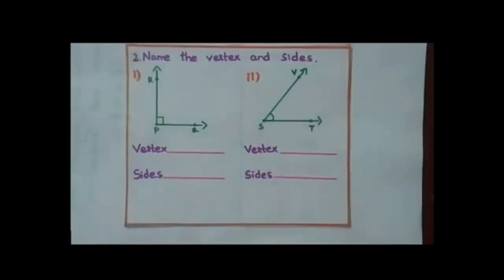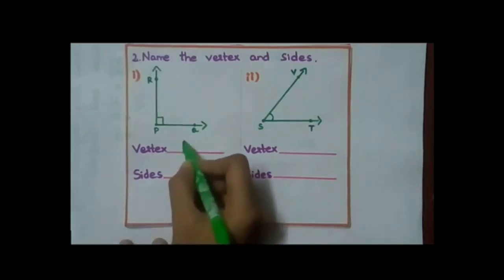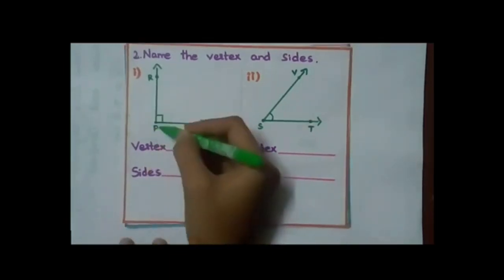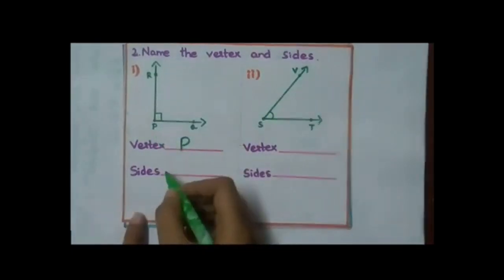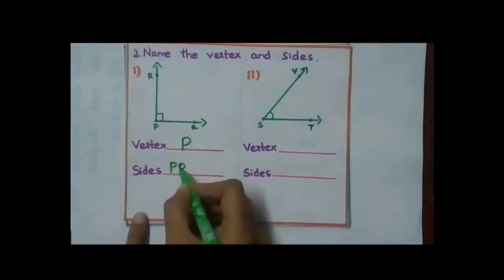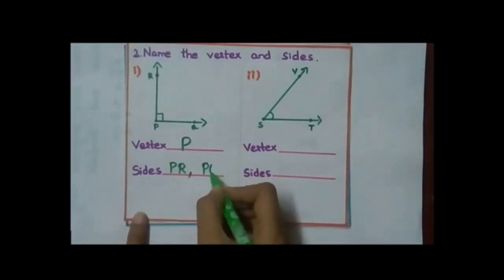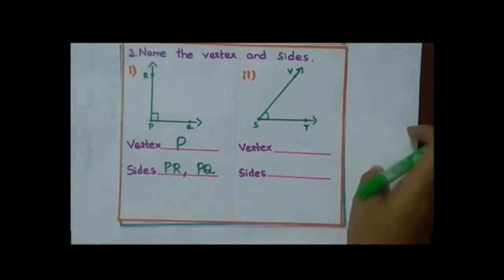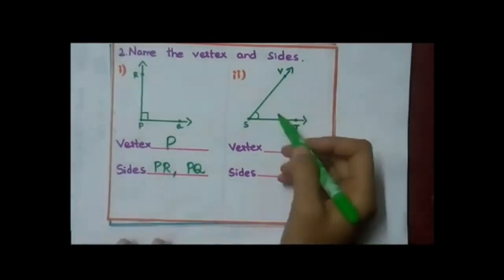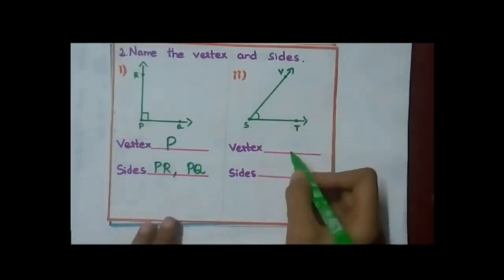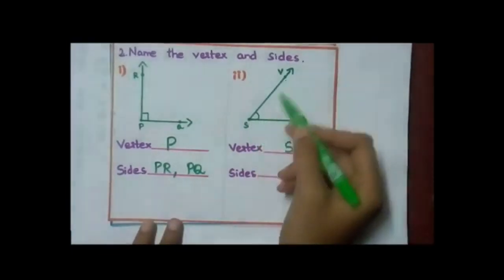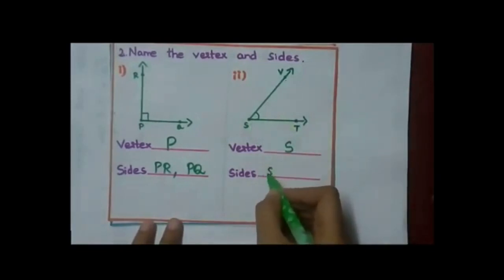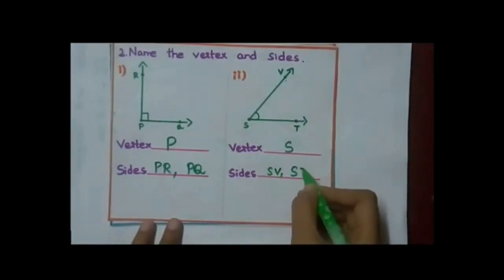So which one is the vertex? P is the vertex and the sides are the two rays PR and PQ. So sides PR and PQ. So tell me for this one. Here S is the vertex. So S, and the sides are the two rays SV and ST. SV, ST.